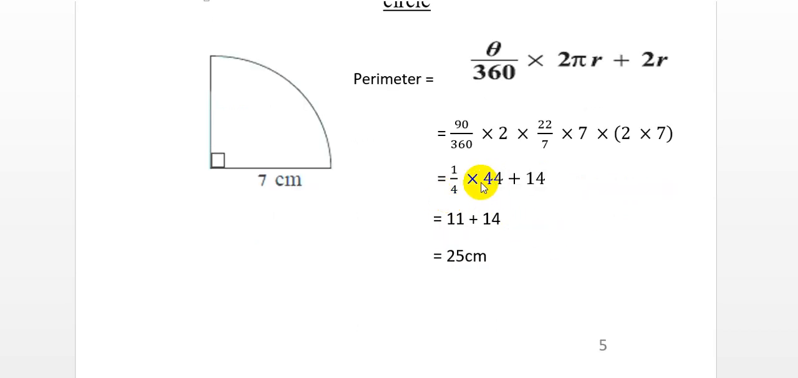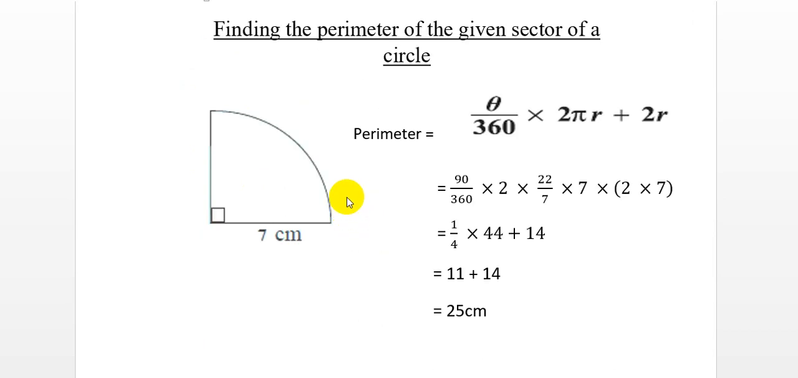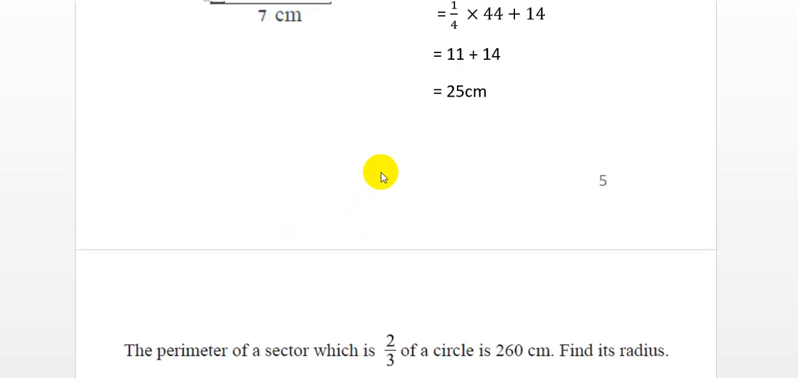So 44 divided by 4 is 11, plus 14. So the arc length is 11 centimeter plus 7 centimeter plus 7 centimeter, that is 14. So 11 centimeter plus 14 centimeter is equal to 25 centimeter. So that is the perimeter of this particular sector of the circle.